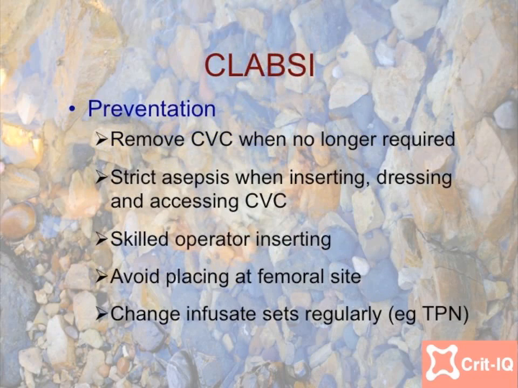So some simple steps to preventing CLABSI include removal of the central venous catheter when it is no longer required, using strict aseptic technique when placing the central venous catheter or accessing the central venous catheter, having someone skilled in placement of the catheter actually insert the catheter, avoiding placement at the femoral site, and actually changing the infusate sets regularly. For example, things like TPN, which have no preservatives or antimicrobials included in it, the lines need to be changed every 24 hours.